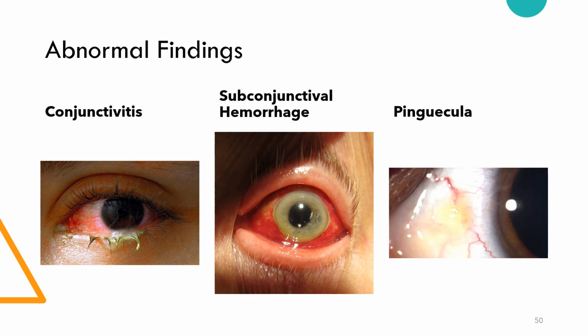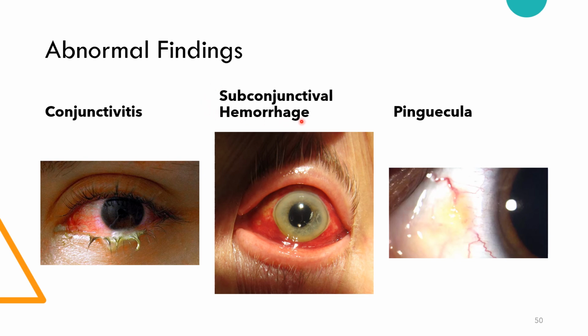Here are some abnormal findings when we're looking at the conjunctiva and the sclera. Our first example is pink eye or conjunctivitis. Here we can see that the eye is very inflamed with rich discharge coming from it. This is often related to a bacterial or a viral infection.